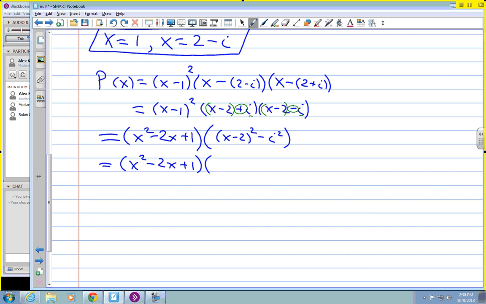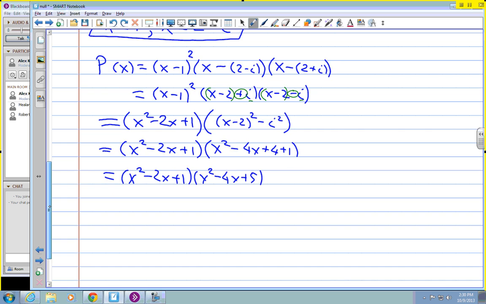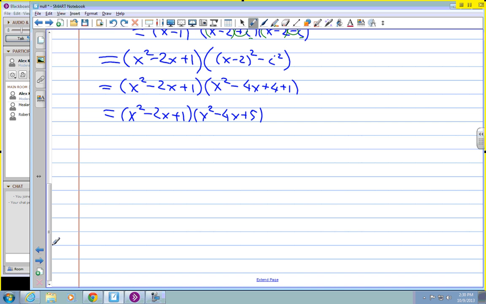Difference of squares. So I'm treating x minus 2 as a whole. So it's a squared minus b squared. Now, how do you square x minus 2? x squared minus 4x plus 4. And what about i squared? What is that equal to? Negative 1, and then there's already a minus there, so plus 1. So this is where we're at. x squared minus 2x plus 1 times x squared minus 4x plus 5. Right? At least we don't have any more i's. i's are all gone. So that's why we needed that conjugate.